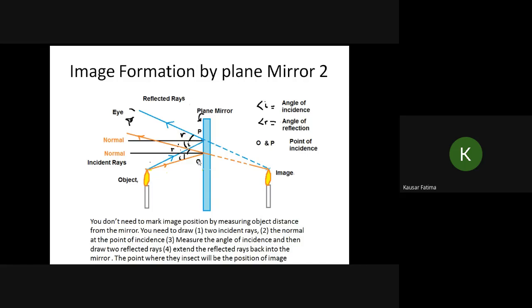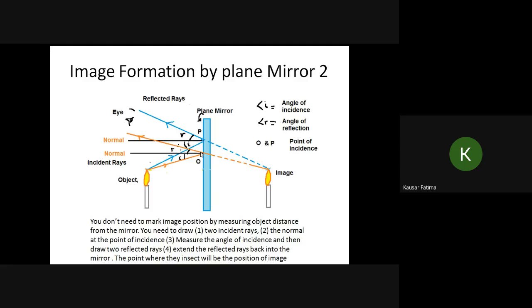There is another method of drawing the ray diagram and locating the image. Here you don't need to mark the image position by measuring the object distance from the mirror. You need to draw one, two incident rays. This is a different method.